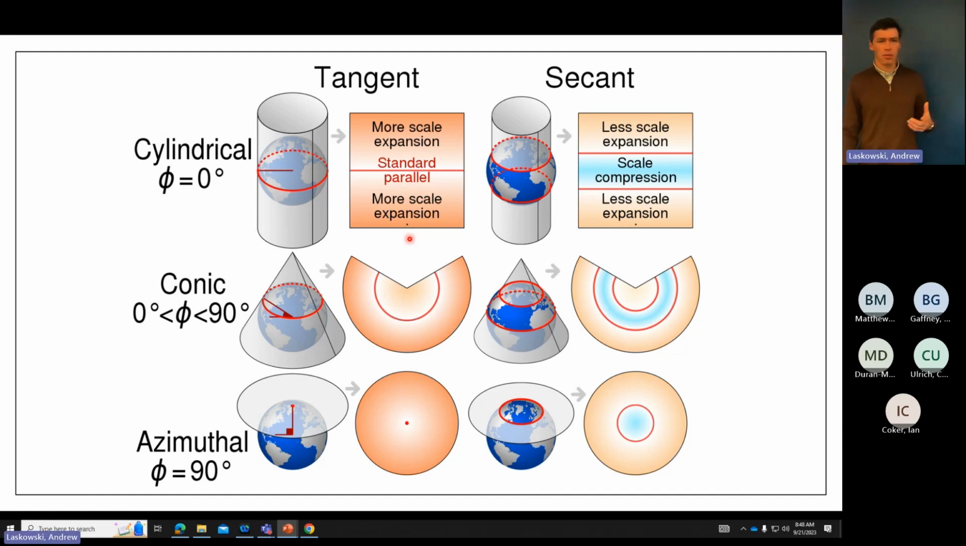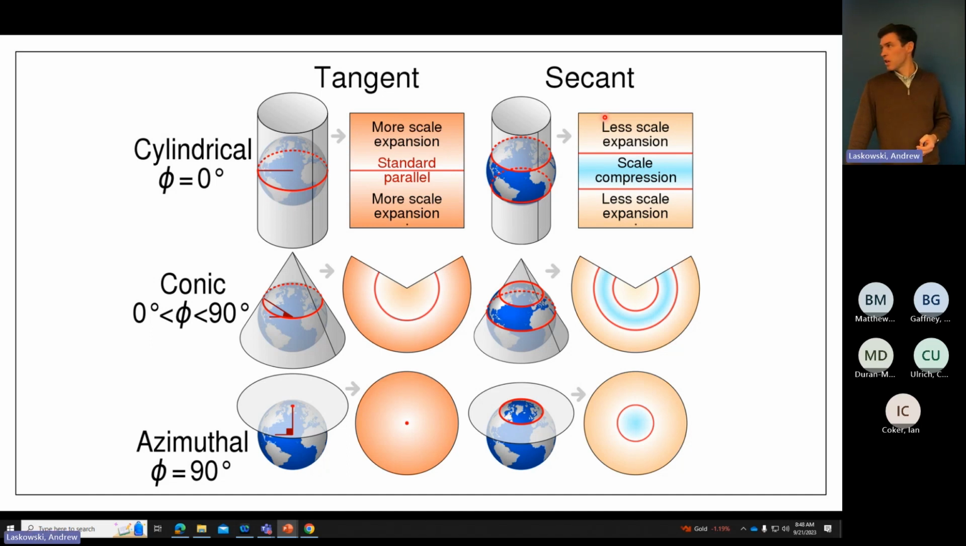That's the exact case of the Mercator, right? Greenland looks gigantic because it's way up here on the top of the map. A secant cylindrical projection will minimize that, but you'll have an area in the center of the map where things are smaller than they should be. And then it'll be less of a problem at the poles, but it'll still be a problem with things being enlarged.